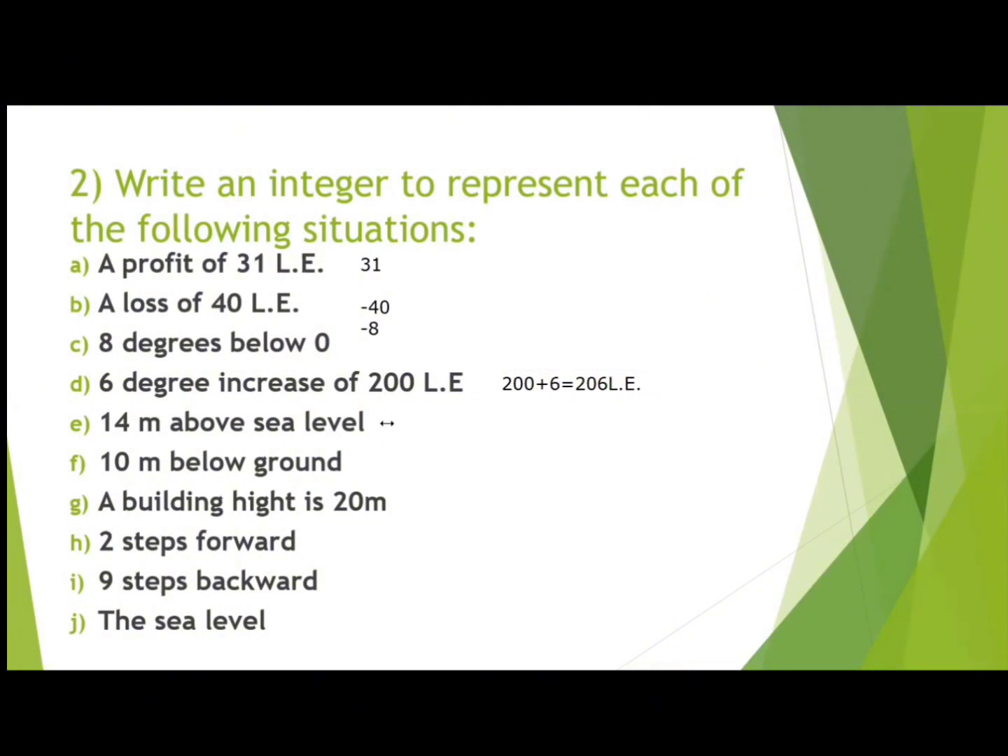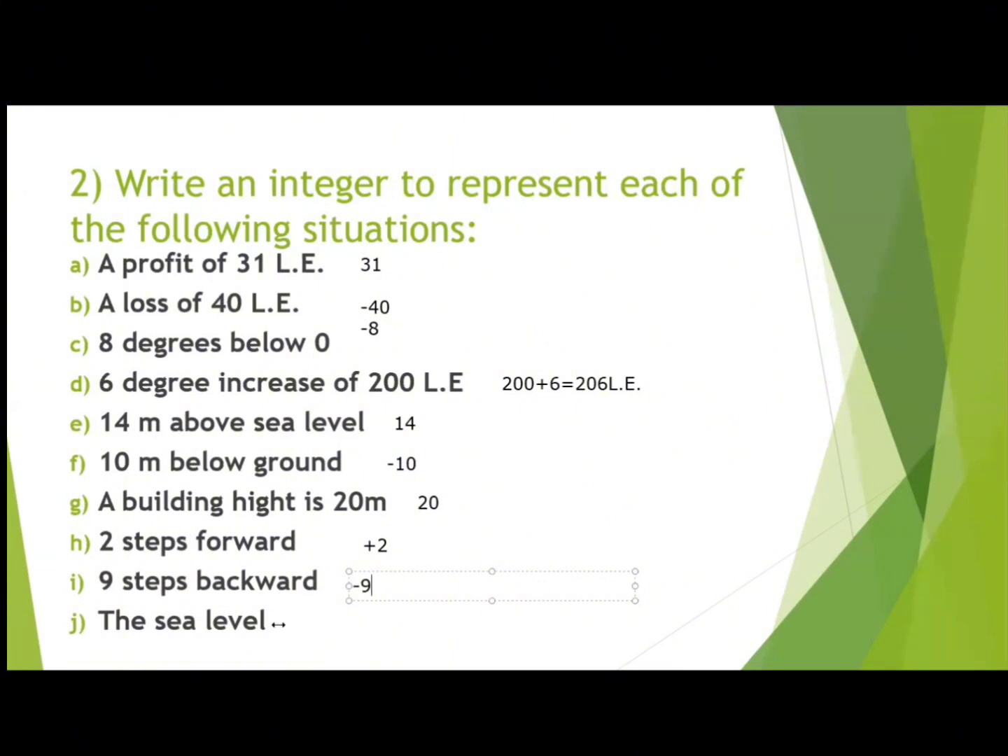Next, 14 meters above the sea level, more than the sea level, more than 0. So it will be 14. 10 meters below the ground, under the ground, less than 0. That means -10. A building height is 20 meters. It's above the 0, so it will be positive. So I will write only 20. 2 steps forward. When I go forward, I add 2. 9 steps backward. When I go backward, I subtract. So 9 steps backward means -9.